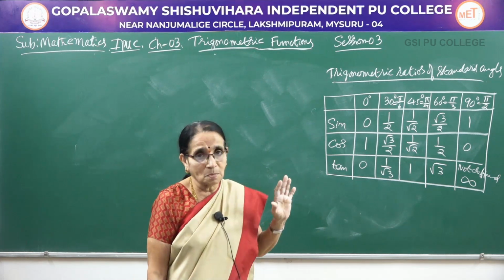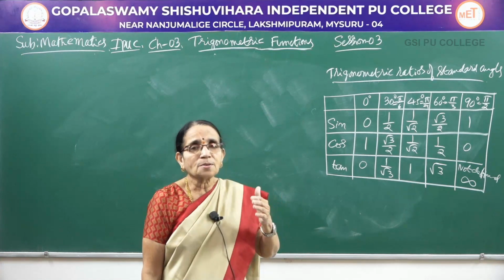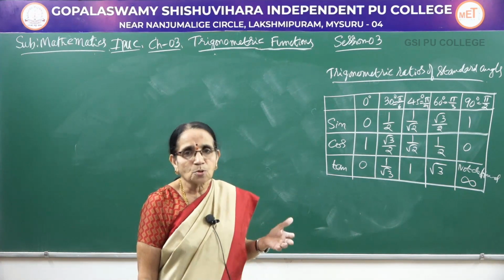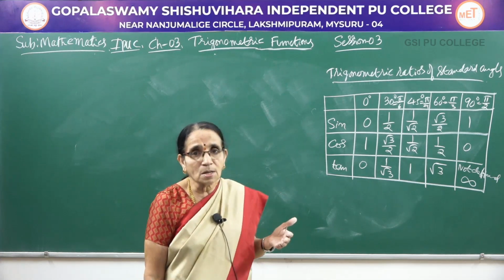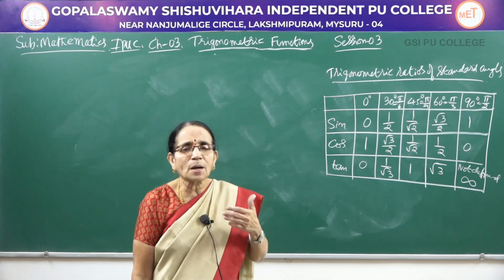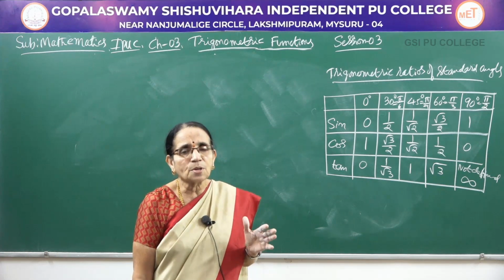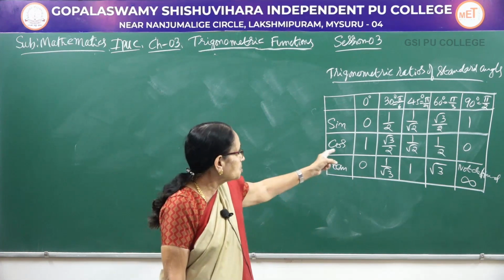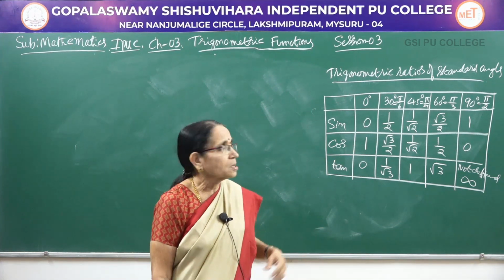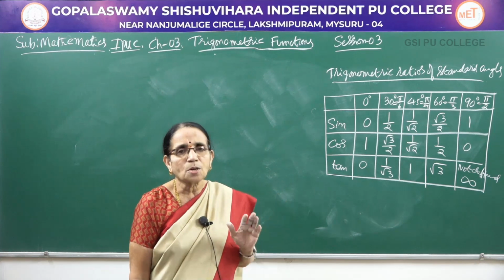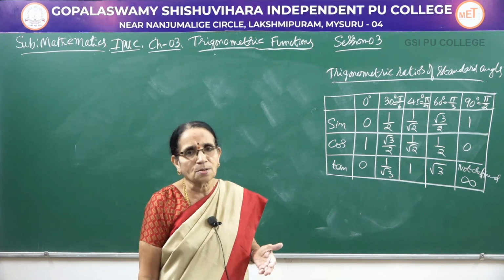Very important, because when you consider angles more than 90, an obtuse angle or a reflex angle, all of them, however big or however small an angle may be, could be expressed in terms of these angles, that is 30, 45, 60. That is why these are very important. That is what you are going to study in the coming sessions.